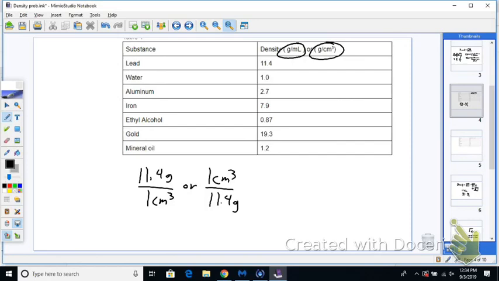Okay? Let's take, for example, ethyl alcohol. Ethyl alcohol is either 0.87 grams over 1 centimeter cubed, or we can say 1 centimeter cubed over 0.87 grams, because all this is like a conversion that we're using. So you'll have to figure out which one you'll use, and once you do that, it becomes pretty easy to do these problems. Okay? Really easy to do these problems.